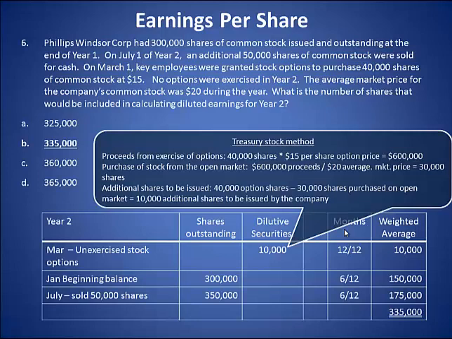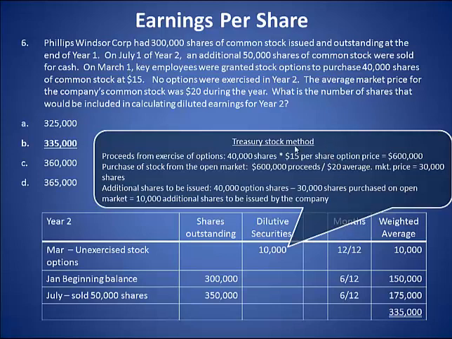So these stock options were issued in March, but you need to remember that even though they're issued in March, we need to treat them as if the stock options were actually exercised as of the beginning of the year. So in this case, we're going to calculate the amount of diluted securities through the treasury stock method, because that's what we use for options and warrants.